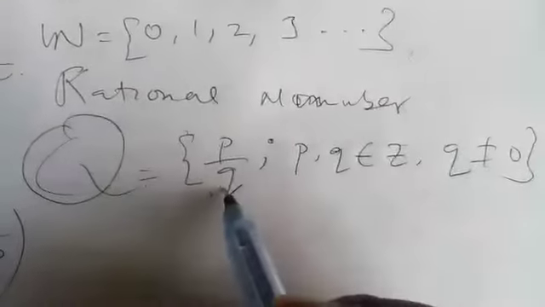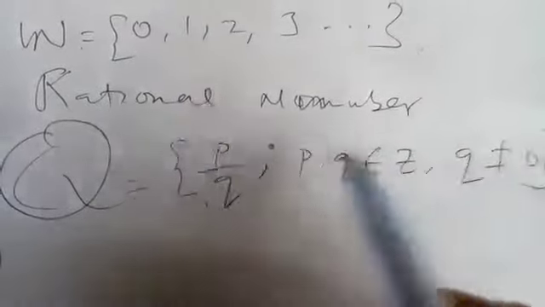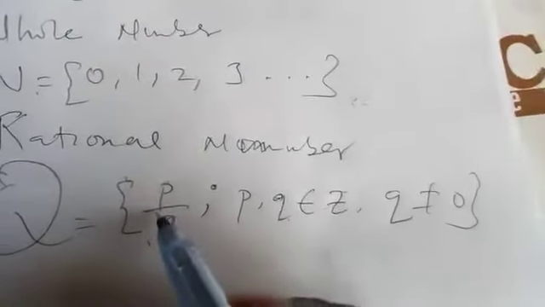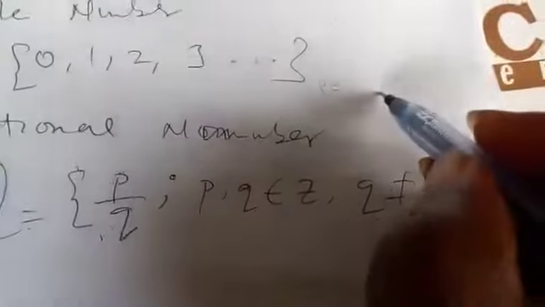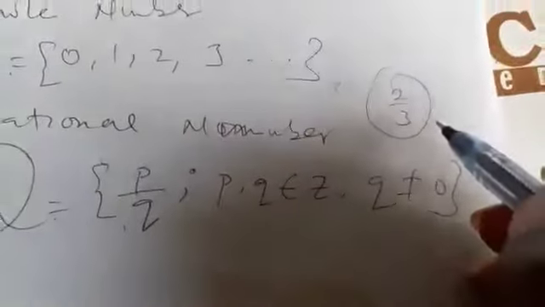Another thing is that q is not equal to 0. This and this, they are integers, and also they are relatively prime. That is, both of them have nothing in common. So if you have 2 over 3, it's a fraction which is called a rational number.